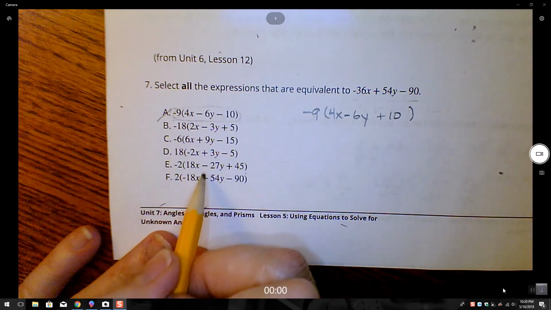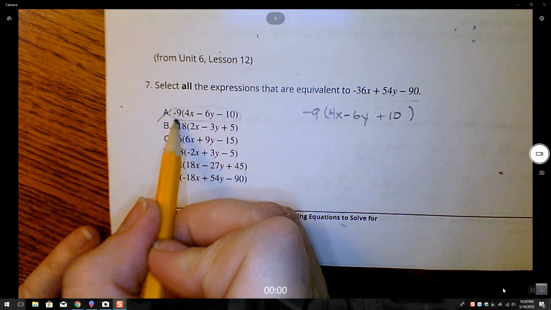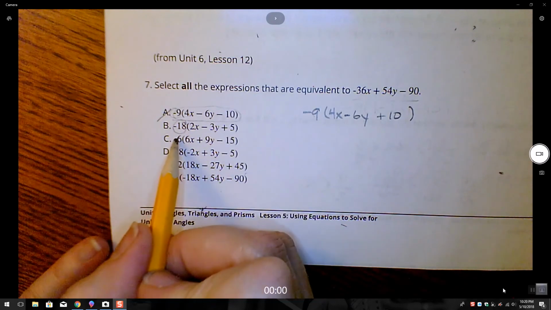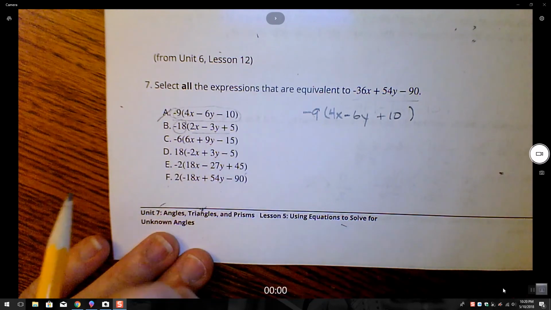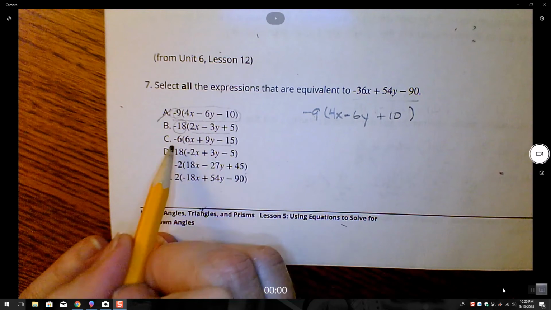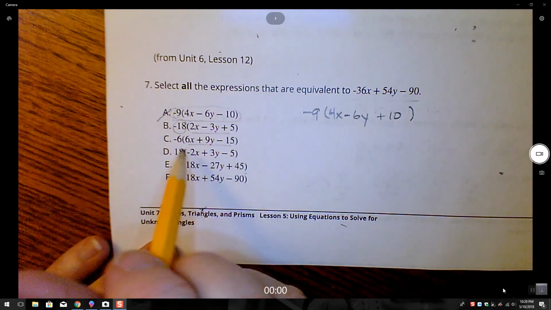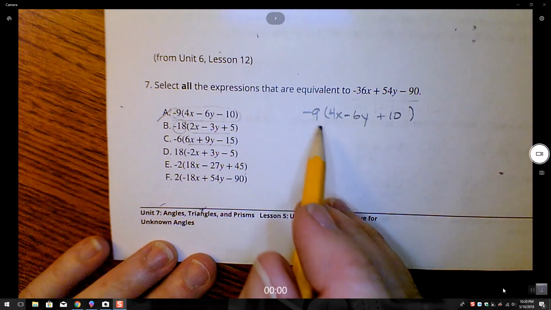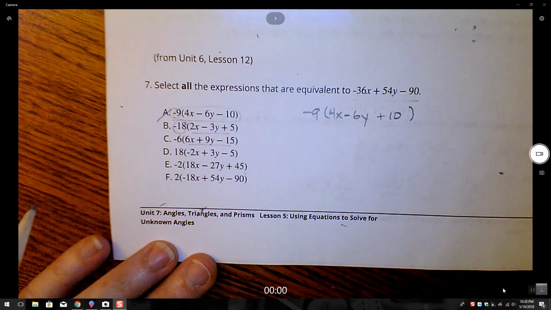Go ahead and work the rest of these. Try to factor out the same thing that they factored out and see if this is the expression, the rest of the expression, if this is a product that matches your ideas. Good luck.